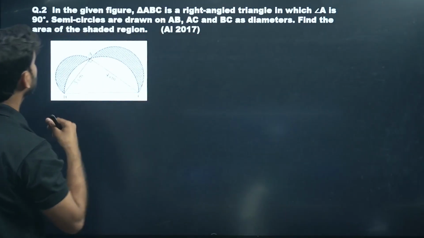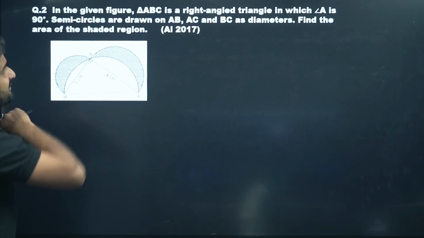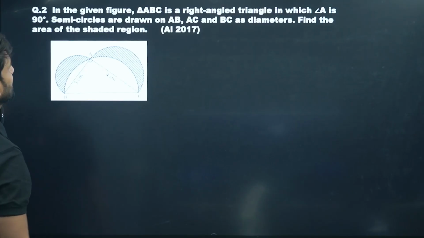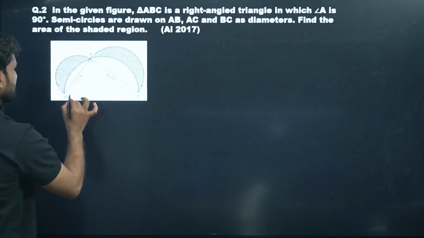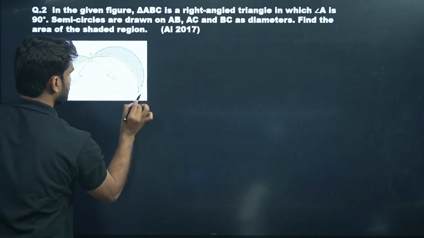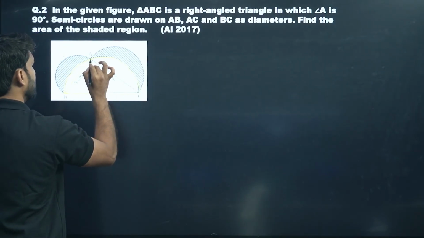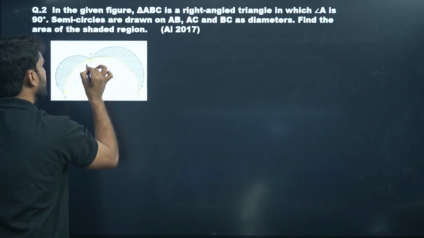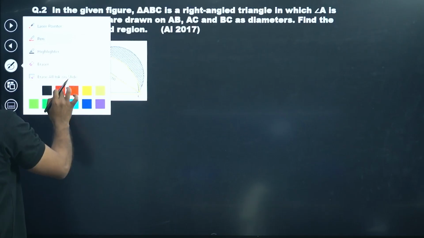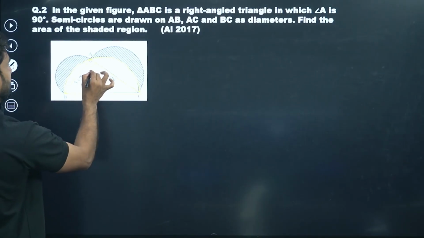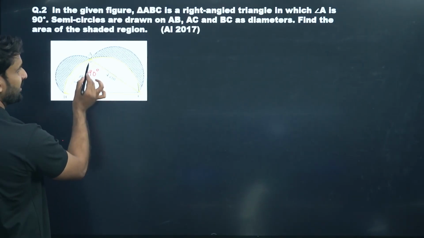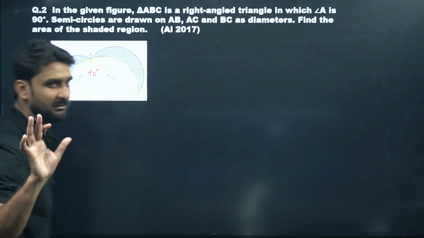In the given figure, triangle ABC is a right angle triangle in which angle A is 90 degree, of course 90 degree will be there because this is a semicircle. Okay, so this is a semicircle here, look, and we know according to the theorem the angle in a semicircle is always 90 degree, right? So if this is 4 centimeter, this is 3 centimeter, and this is a right angle triangle, we are free to apply Pythagoras theorem.